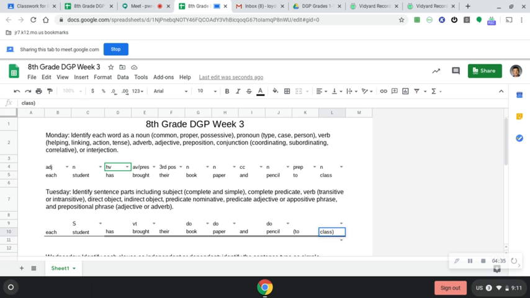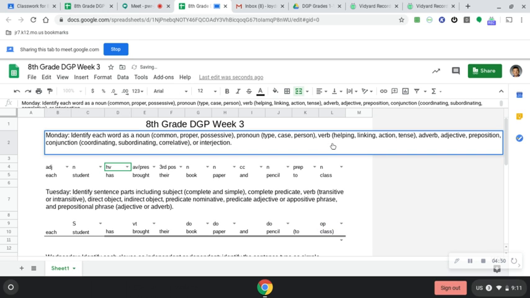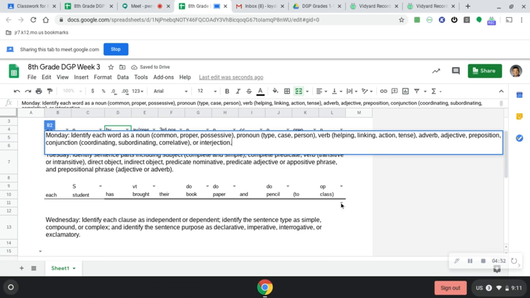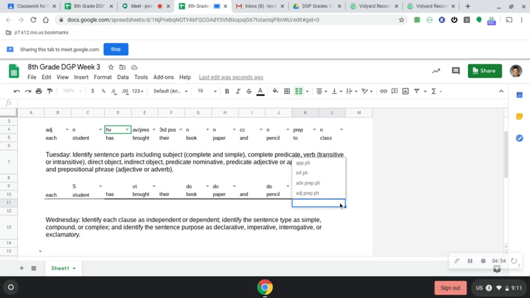So since our prepositional phrase is to the class, what goes above class? YOP. Because it's the object of the preposition, okay? And I will tell you to is a direction. Directions almost always go with the verb. So do we have an adverb prepositional phrase or an adjective prepositional phrase?